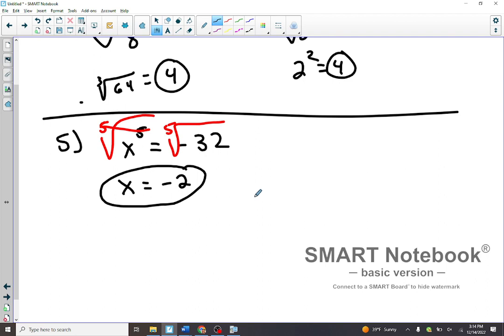How did we go from 32 to negative? What multiplies times itself 5 times to give you 32? 5 doesn't go into 32. It's 2 times 2 times 2 times 2 times 2.